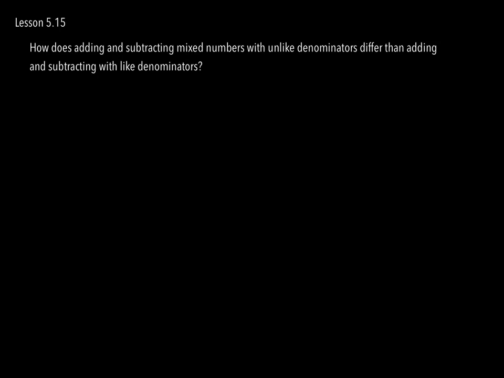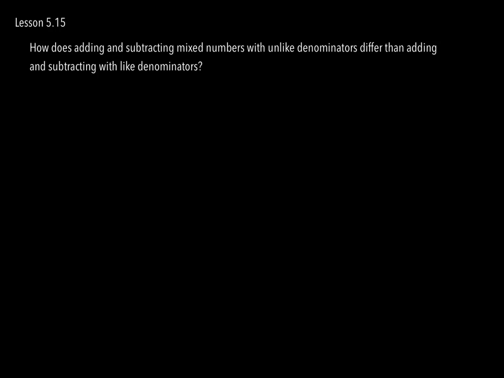Lesson 5.15 deals with adding and subtracting mixed numbers with unlike denominators. And our question is, how does adding and subtracting mixed numbers with unlike denominators differ from adding and subtracting with like denominators? We've added and subtracted mixed numbers with like denominators, and now we're just going to add that extra step when they are unlike.